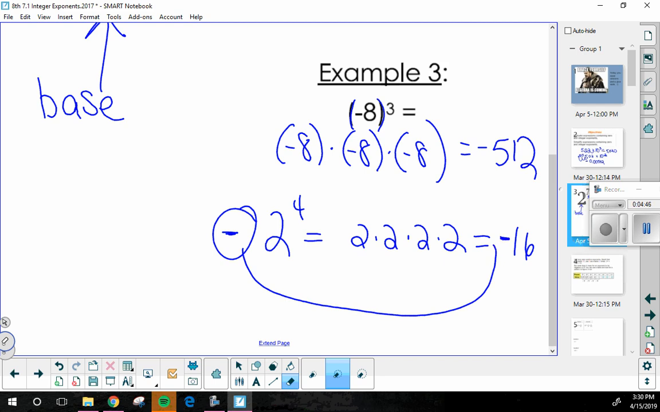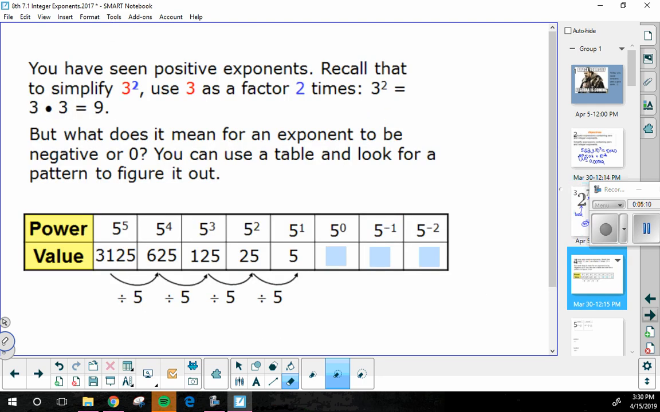Now, if my number there was already negative, say I had a -8 to the 3rd, what would that do to my answer? It would make it positive. That would be a positive 512. So whether or not a negative sign is in parentheses or not is important. It's a big deal.